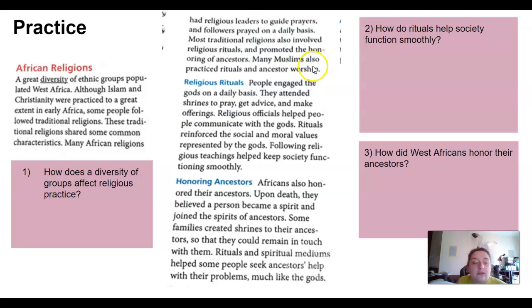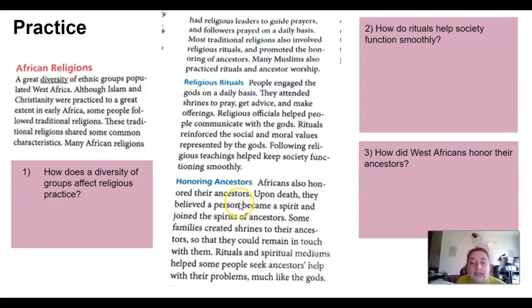Many Muslims also practiced rituals and ancestor worship. People engaged the gods on a daily basis. They attended shrines to pray, get advice, and make offerings. Religious officials helped people communicate with the gods. Rituals reinforced the social and moral values represented by the gods. Following religious teachings helped keep society functioning smoothly.